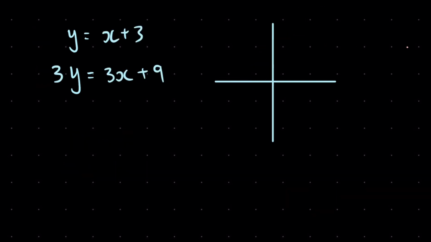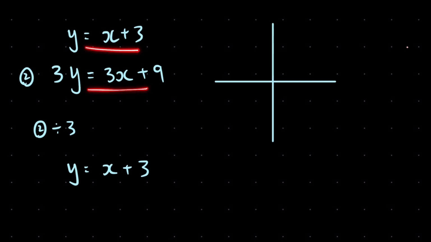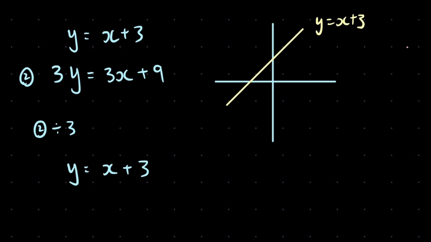Now let's look at the third case, because there's a small exception. So we're given these two equations, and if we look at the second equation, if we simplify this down by dividing everything by 3, we end up with the same equation as equation number 1. So when plotting this, we're essentially just plotting the same graph twice, because they overlap each other at every single point, since they're the same graph.